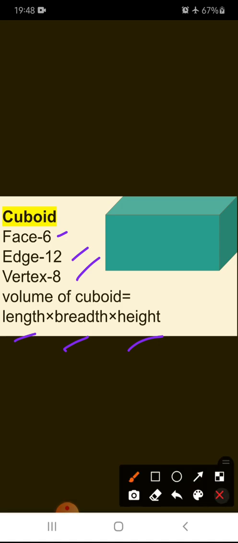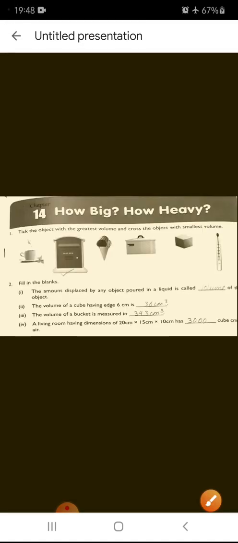After this, we did some questions from the workbook, chapter 14. You can open your workbook on chapter 14. These questions we have discussed. Question number 1 and question number 2, the fill in the blanks, we have already discussed. Question number 3 also we have done, and parts C, D, E and F were your homework. Hope you have done this.